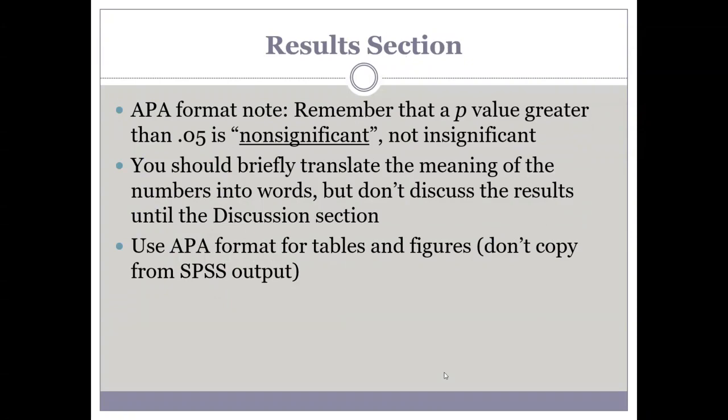All right, so some final notes on APA format. Remember that if a p-value is greater than 0.05, it's referred to as non-significant, not insignificant. So recall that in order for a statistical test to support our hypothesis, p has to be less than 0.05. But if it's greater than 0.05, then we will say that it is non-significant.